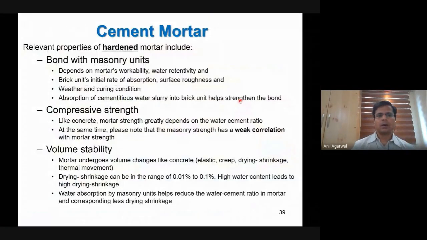All right. Moving forward, the other important characteristic of the hardened mortar is compressive strength, and the third one is volume stability. Compressive strength is not really the most significant quality of mortar, and we will see later why. But it still plays a role in governing the overall strength of masonry.